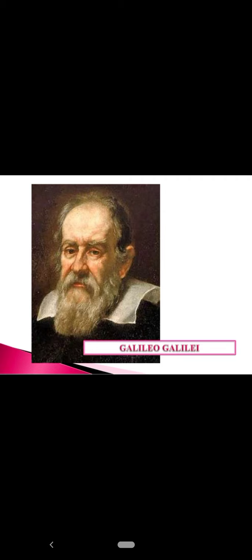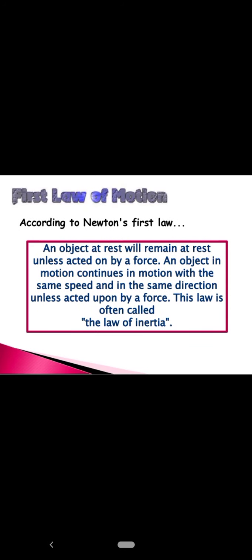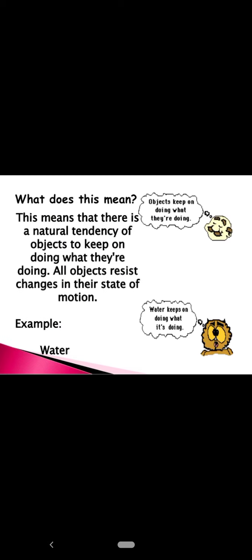The concept of inertia was given by Galileo. Now let's discuss Newton's first law of motion. According to Newton's first law of motion, an object at rest will remain at rest unless acted on by a force. An object in motion continues in motion with the same speed and in the same direction unless acted upon by a force. This law is often called the law of inertia. You can clearly see from the statement of this law that it is based on the property of inertia. That is why it is also called the law of inertia.